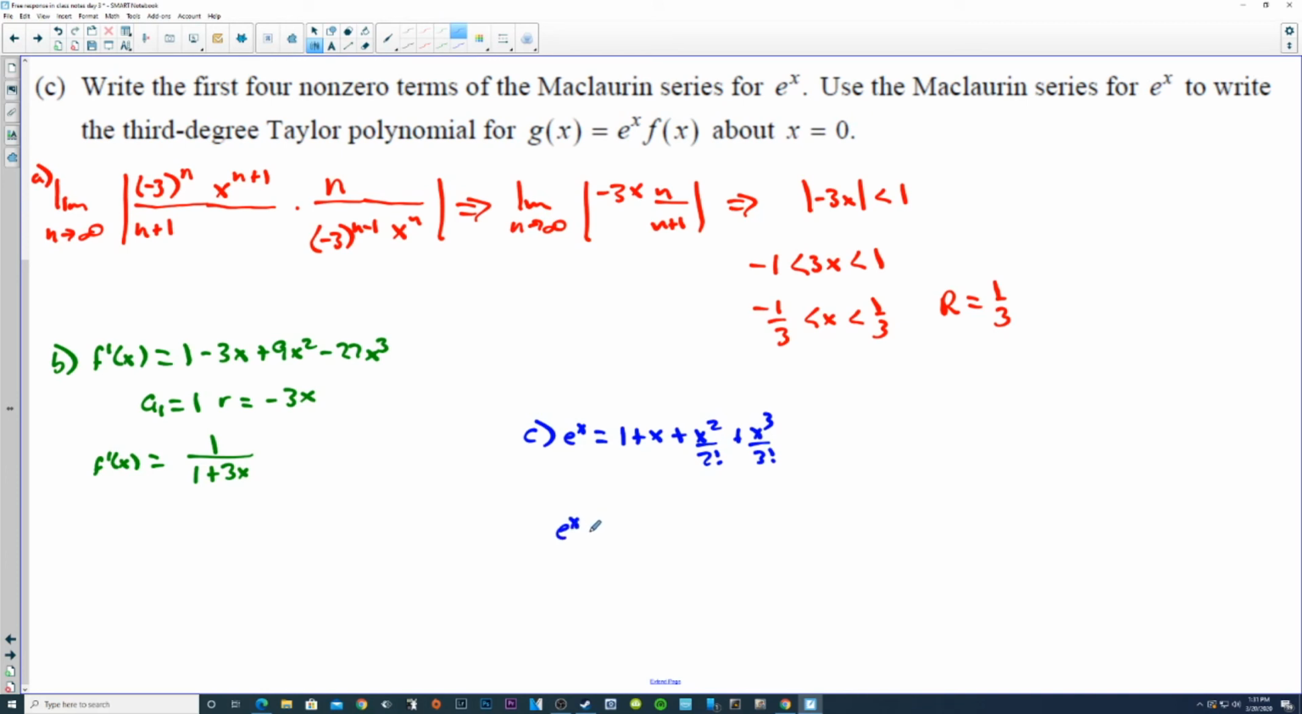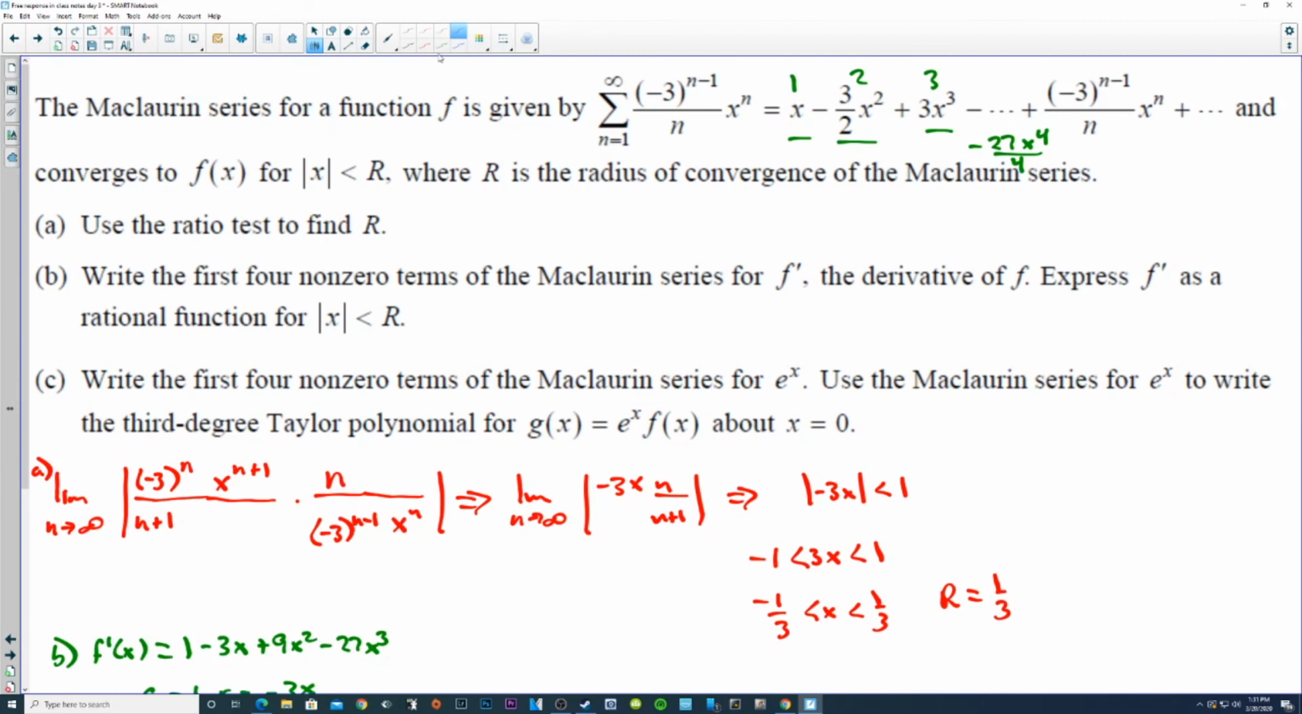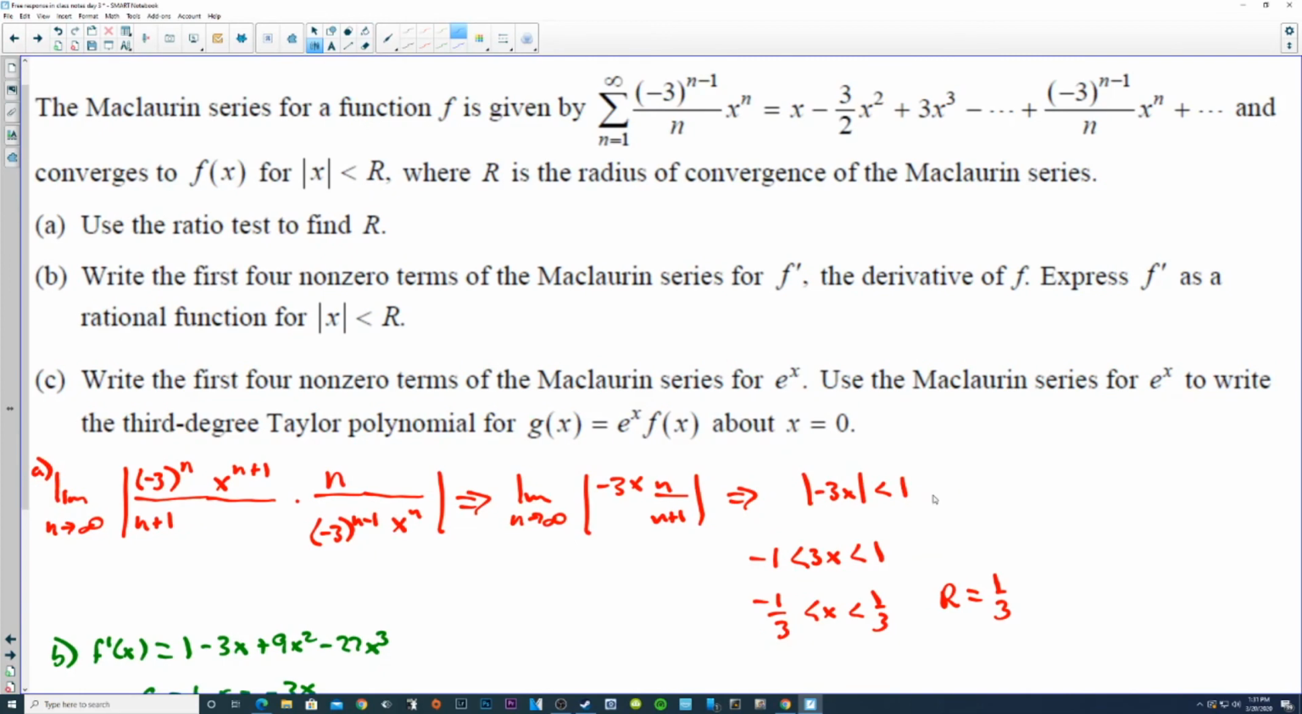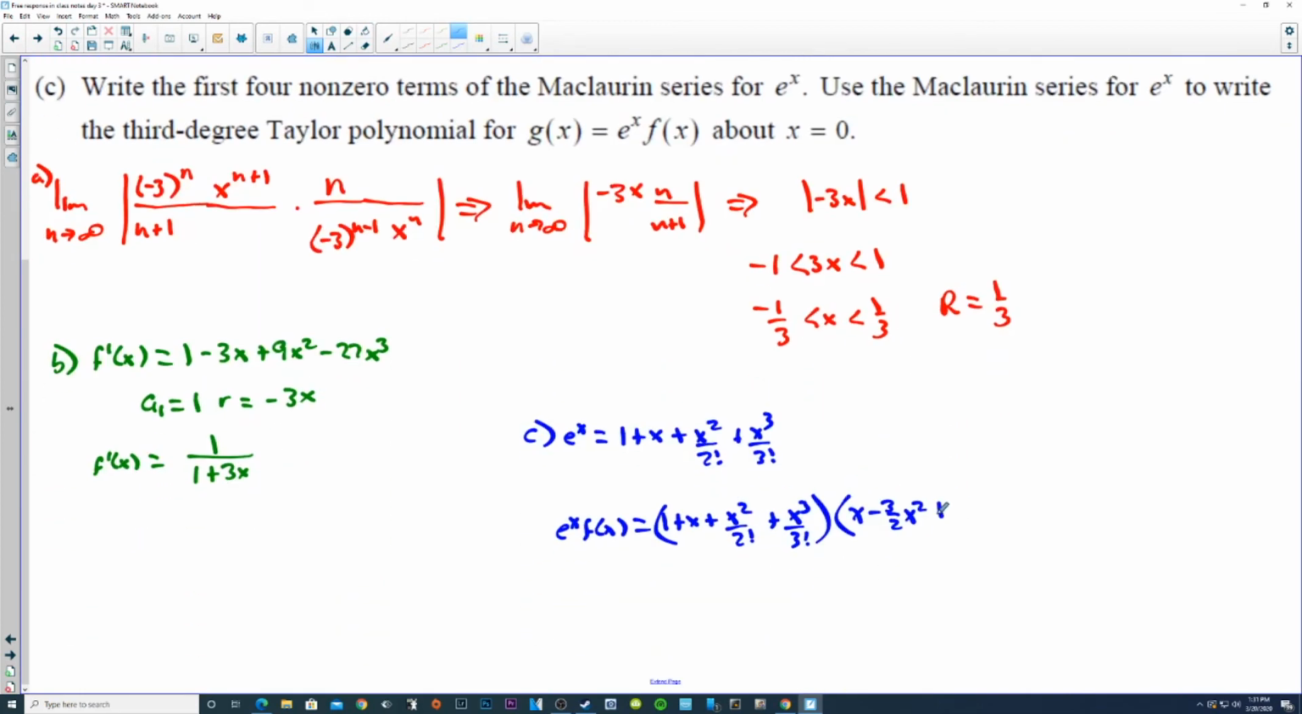So e to the x times f of x is equal to 1 plus x plus x squared over 2 factorial plus x to the 3rd over 3 factorial, and all of that times, so I just need to be able to get the 3rd degree. So x minus 3 halves x squared. I need the next one, so plus 3x to the 3rd. That's probably all we'll need here.